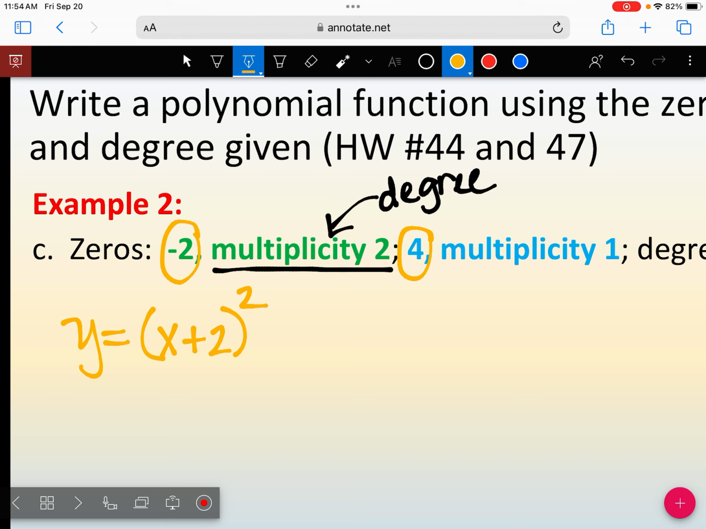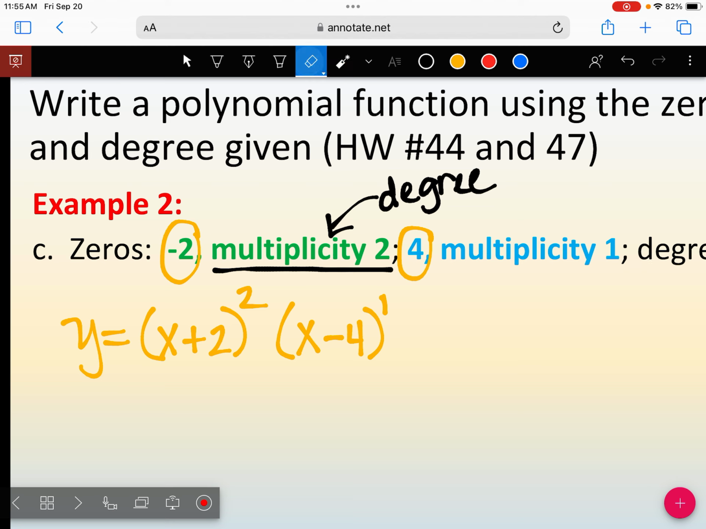Okay? And then we have another 0 at +4. So what would be my factor? X what? -4. Now that one has a multiplicity of 1. And when you're finding your degree, you always add up your exponents. And when we add 2 plus 1, what is my degree? Does it equal 3? Yeah. So we know that it is a third degree.